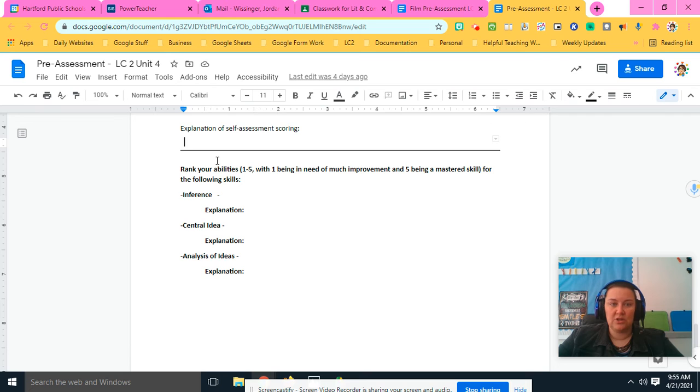At the very bottom, this is your exit slip for the day. You want to rank your abilities 1 through 5, with 1 being in need of improvement, and 5 is a mastered skill for the following skills. Would you give yourself a 5, 4, 3, 2, or 1 for all the skills and explain? This will help me to guide your instruction and which ones you still need to work on prior to the rating assessment at the end of the marking period.